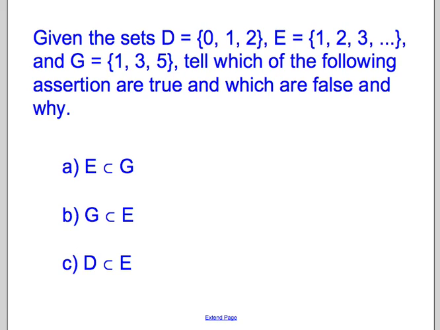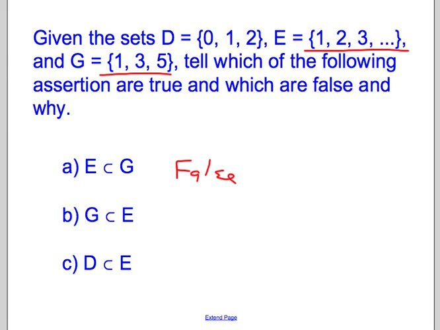Okay, you're given the sets D, E, and G. Tell which of the following assertions are true and which are false. So on A, E is a subset of G. Are all the elements in E found in G? Well, that's obviously no, because E goes to infinity, and G only has 3 elements, so that is a false statement.